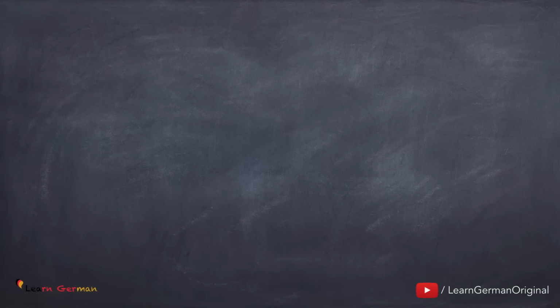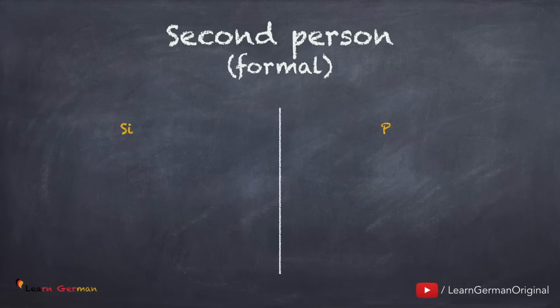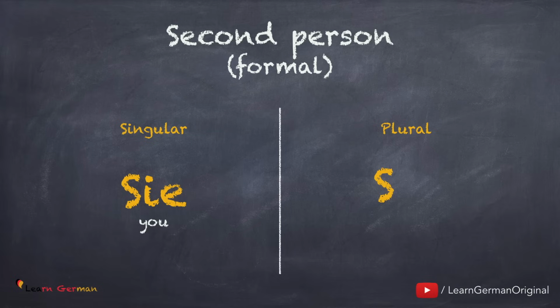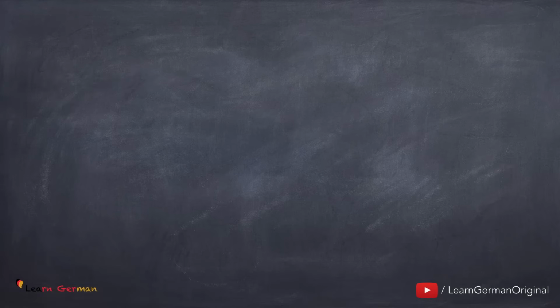Here are now pronouns of the second person in a formal situation. For singular, you would use here sie, and for plural also, that is when you're talking to more than one person, you would use sie. That should be easy to remember. Here's an example for each one of them.